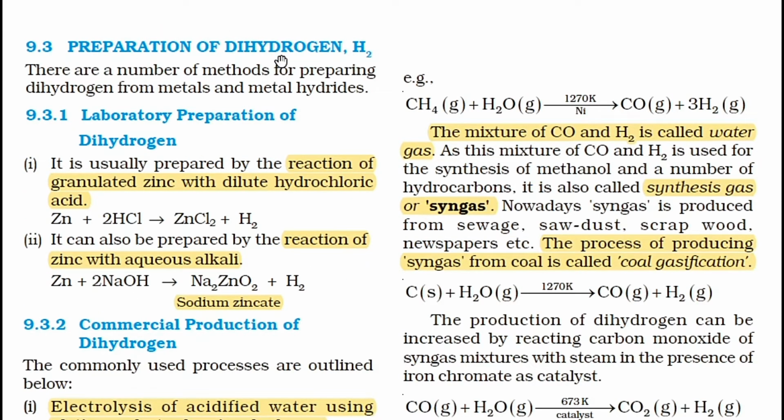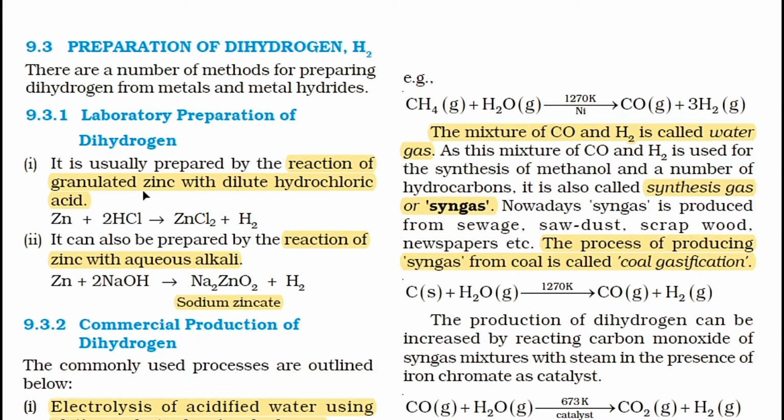Preparations of dihydrogen, that is H2. There are a number of methods for preparing dihydrogen from metals and metal hydrides. Let's first talk about laboratory preparation of dihydrogen. It is usually prepared by the reaction of granulated or powdered zinc with dilute hydrochloric acid.